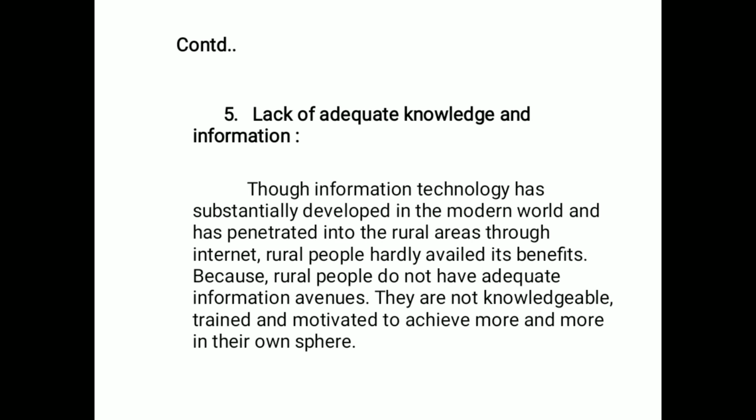Next problem is lack of adequate knowledge and information. Though information technology has substantially developed in the modern world and has penetrated into the rural areas through the internet, rural people hardly avail its benefits because they do not have adequate information avenues. They are not knowledgeable, trained, and motivated to achieve more and more in their own sphere.